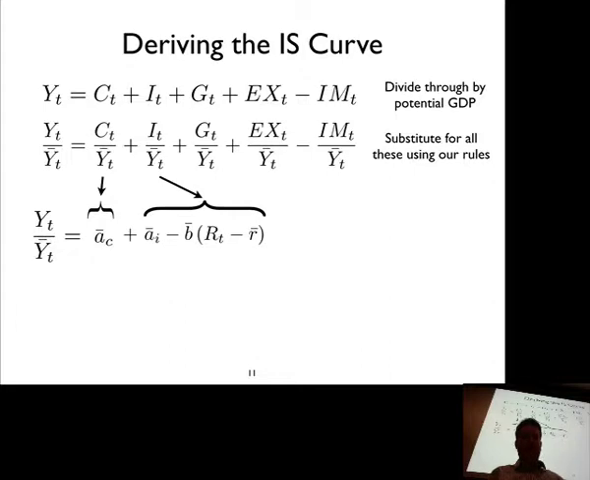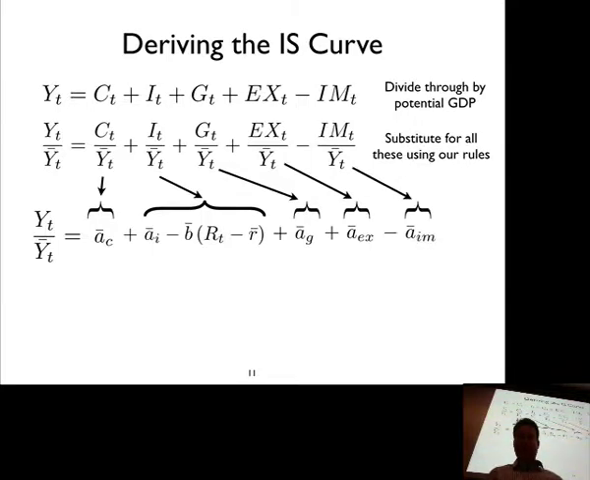So C over Y bar is equal to A bar C. The investment share of total potential GDP is equal to little a bar I minus B times (R minus R bar). The next part is just government. We're going to say that that's also just a constant share of potential. And then the same with exports and imports. So, a big bunch of horrible, messy stuff here.